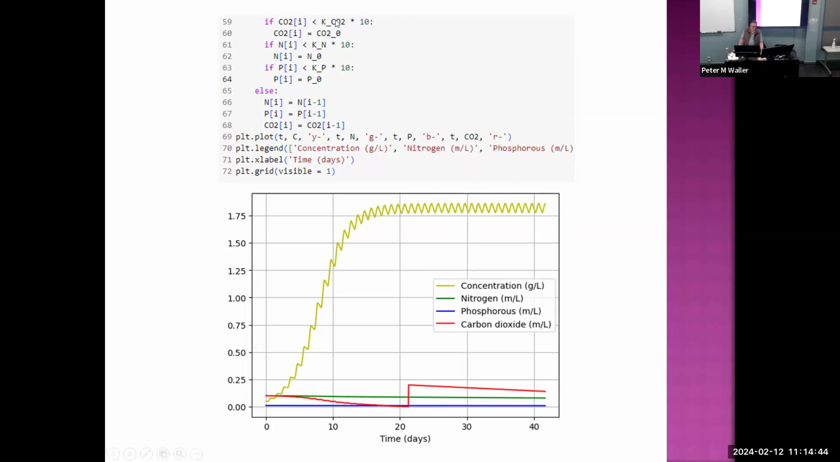So anyway, this is what I'd like you to do: when the concentration gets close to the half saturation rate coefficient, reset your nutrient concentrations back to the initial.